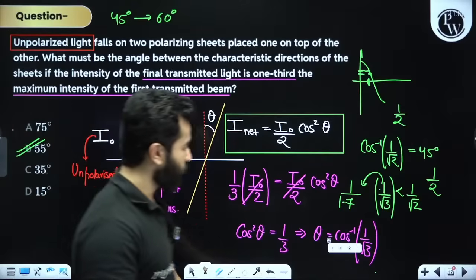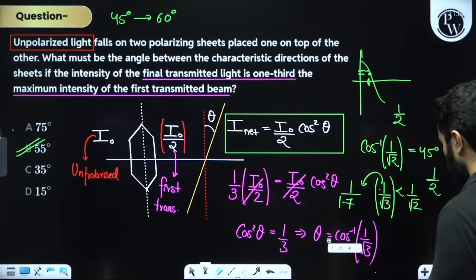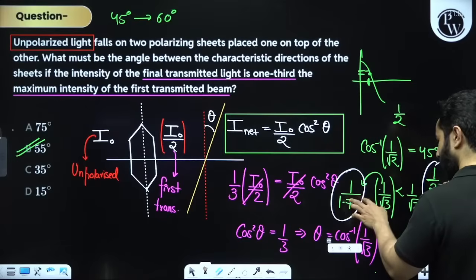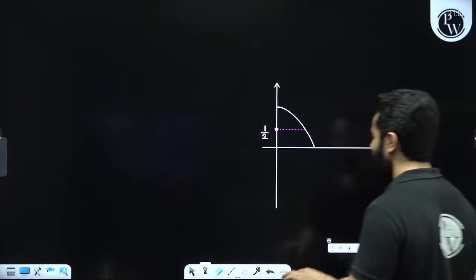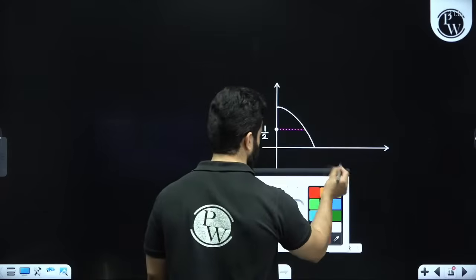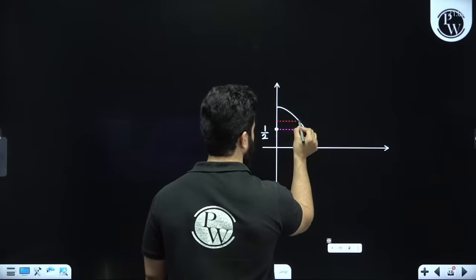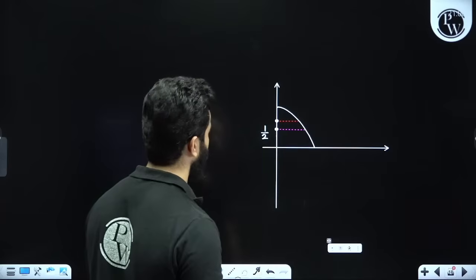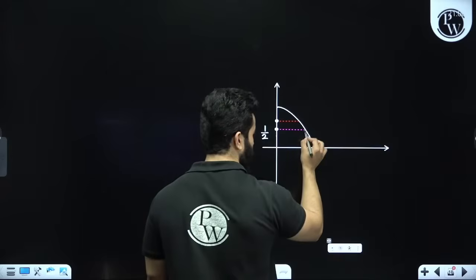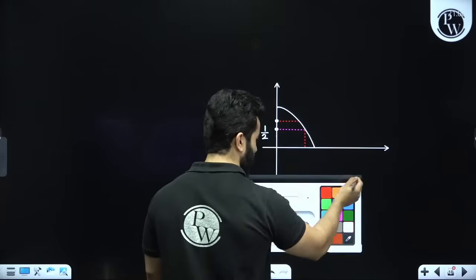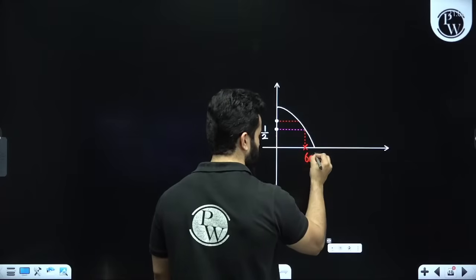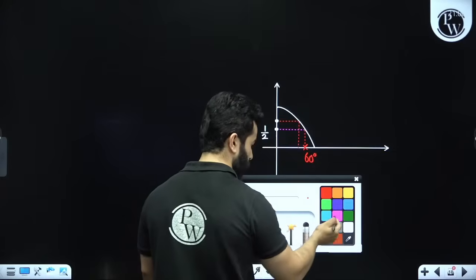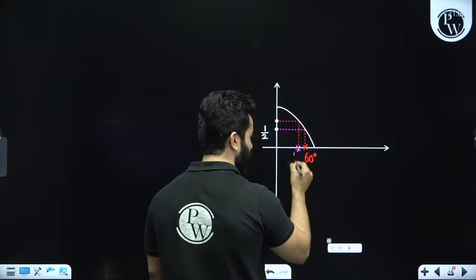1 by root 3 is 1 upon 1.7, right? So this number is greater than 1 by 2. That means it will be somewhere over here. So this angle was 60 degree, and this angle will be less than 60 degree. That's what I wanted to say.